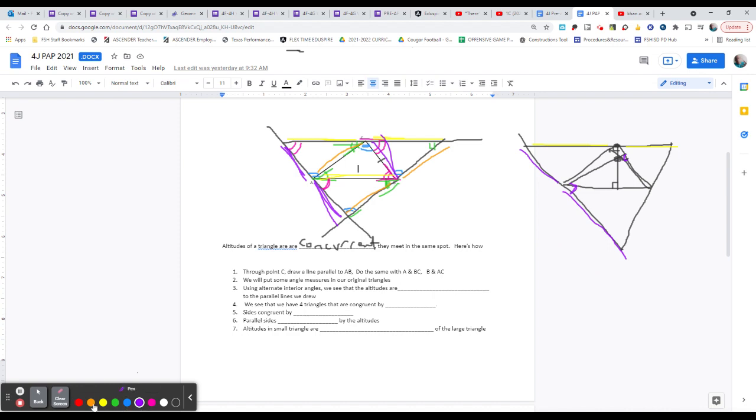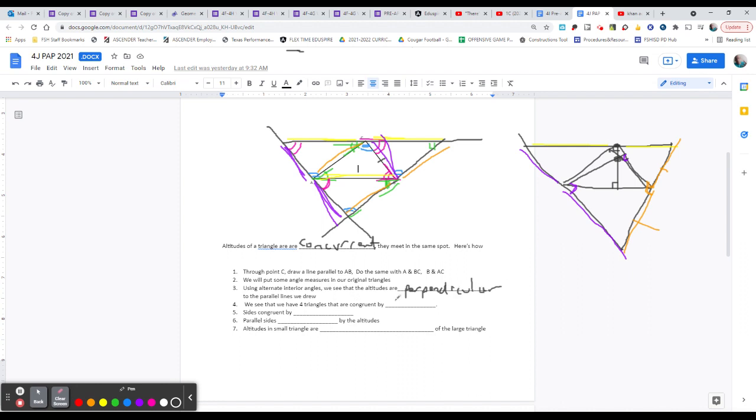And ditto with this orange altitude right here. It comes from this point there to there. I'm going to have a 90-degree angle at that altitude. And it's a perpendicular bisector on that bigger triangle as well, okay? I'll attach the Khan Academy video. It'll probably make a little bit more sense when we do that. So that we know the altitudes are perpendicular to the parallel lines that we draw. That's what I just talked about here.